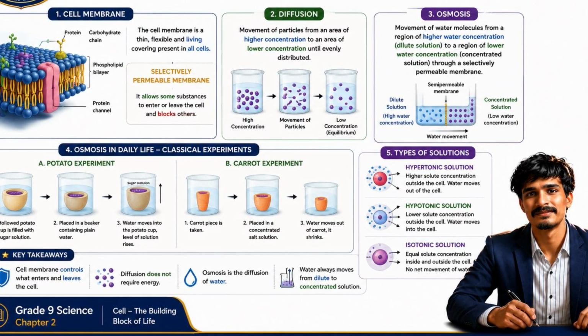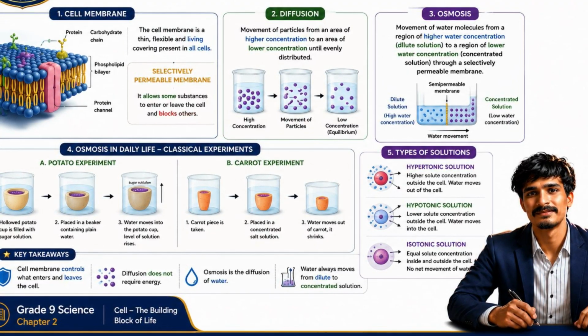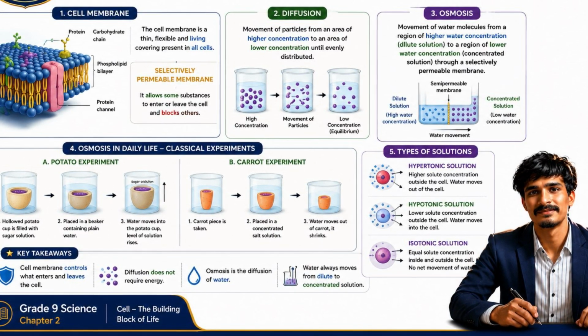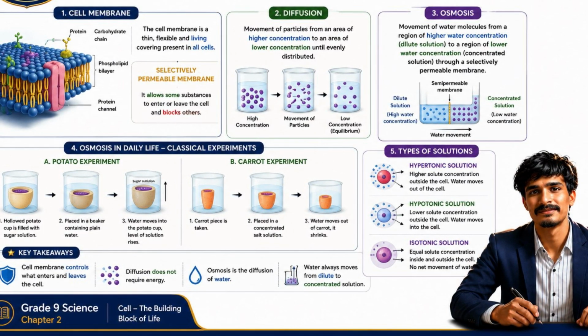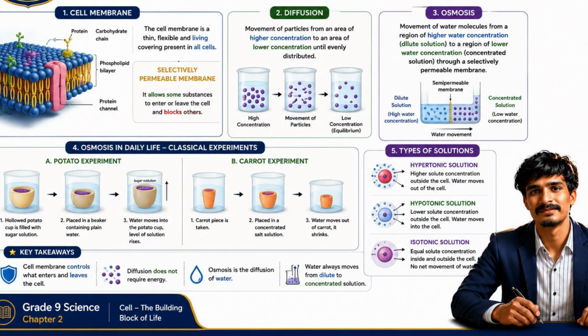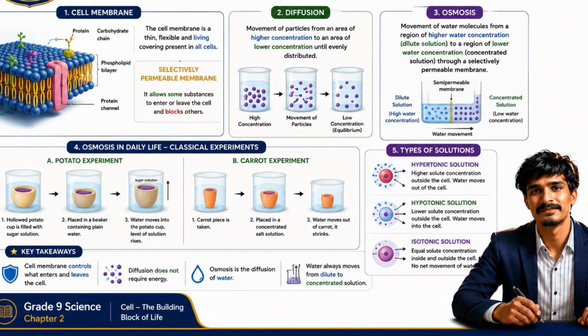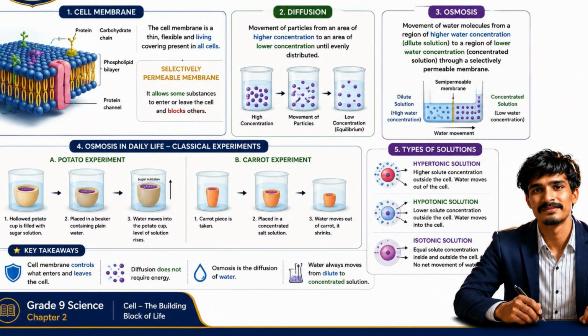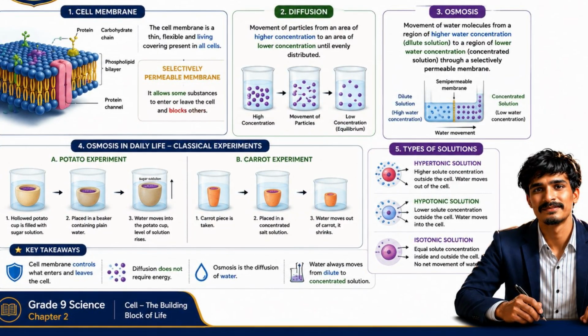Diffusion does not require any energy from the cell. It occurs naturally due to the continuous movement of particles. In living organisms, diffusion helps in the exchange of gases. Oxygen diffuses into cells, while carbon dioxide diffuses out of cells.